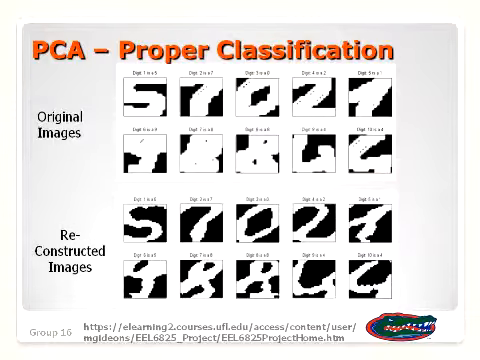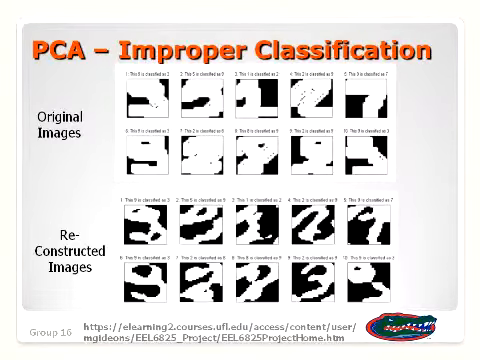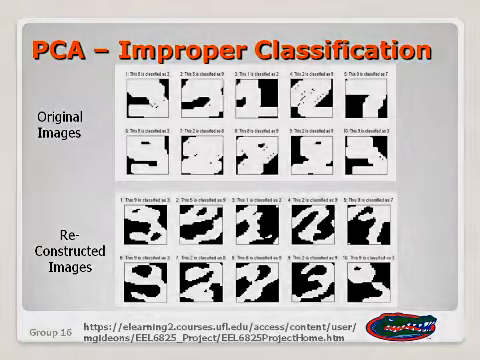The next slide shows some properly classified images, and as you can see, the images came in and the projections, when used to reconstruct the image, actually produced a better image. This next slide shows some improperly classified images, and as you can see, the original images are on top and they weren't very clear to begin with, so when the first 25 most significant eigenvectors were used to rebuild the image, it wasn't as clear.